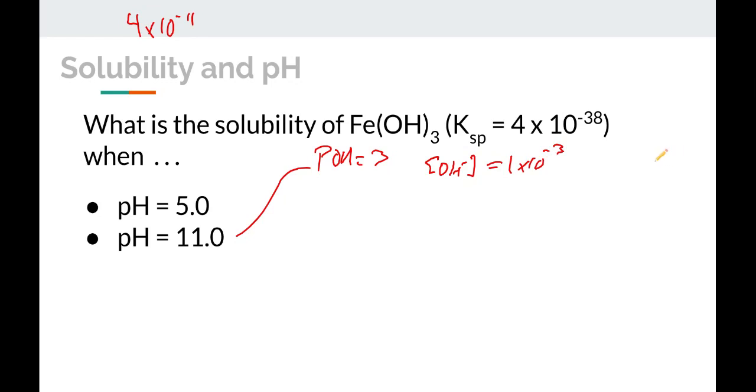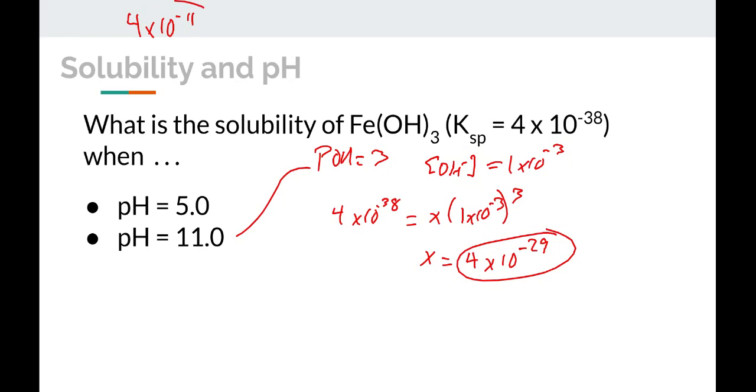So then we don't have to do the RICE chart because we can probably remember what it came down to. It came down to 4 times 10 to the negative 38th, that's KSP, is equal to x times the starting concentration of hydroxide, 1 times 10 to the negative 3rd, cubed. With that simplification, that 3x would be small compared with the starting concentration. When we solve this, x comes out to 4 times 10 to the negative 29th. And if we compare those values, we can see that at the high pH, in fact, the solubility of iron 3 hydroxide is much lower than when the pH was lower. And it's all due to the common ion effect.